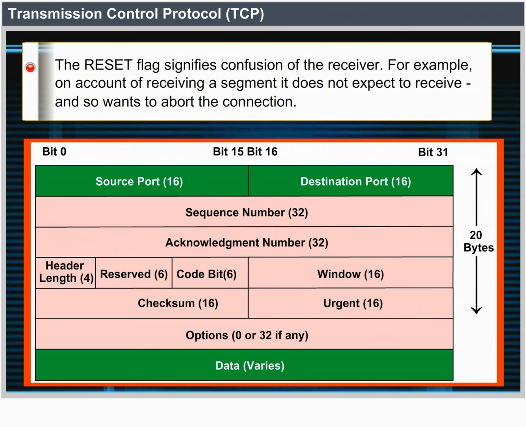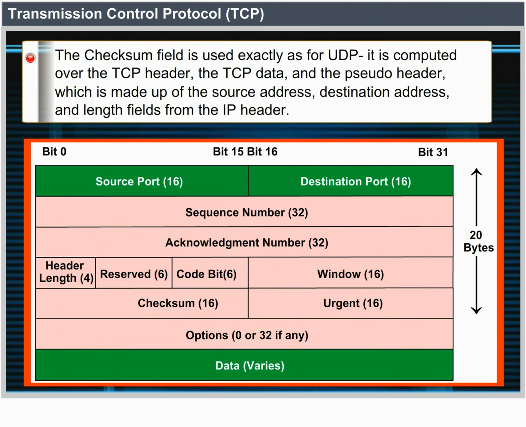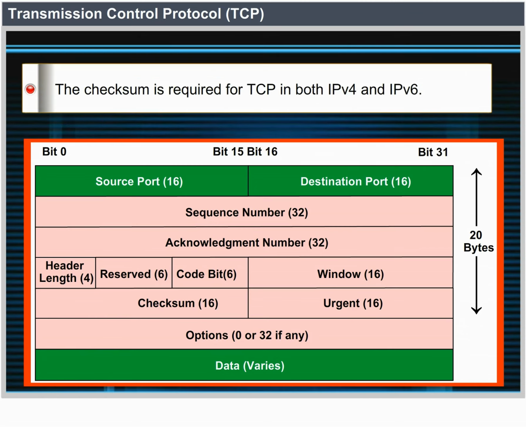The checksum field is used in exactly the same way as for UDP. It is computed over the TCP header, the TCP data, and the pseudo header, which is made up of the source address, destination address, and length fields from the IP header. The checksum is required for TCP in both IPv4 and IPv6.